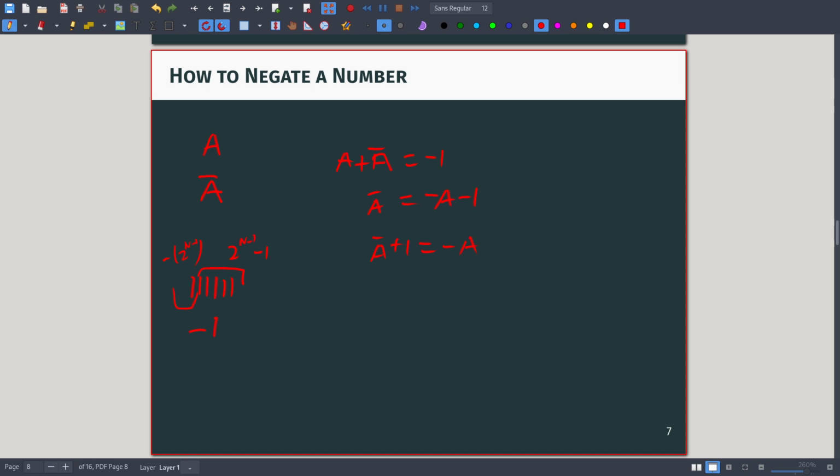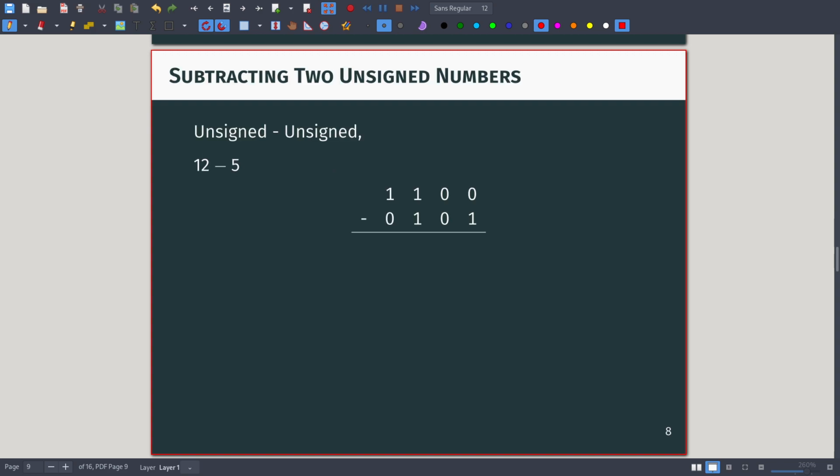So you can say, to negate a number, to get negative A, you just invert all the bits and add 1. Invert the bits and add 1. That gives you a negative number. As an example of this, you can use that to subtract 2 unsigned numbers. And believe it or not, this works.